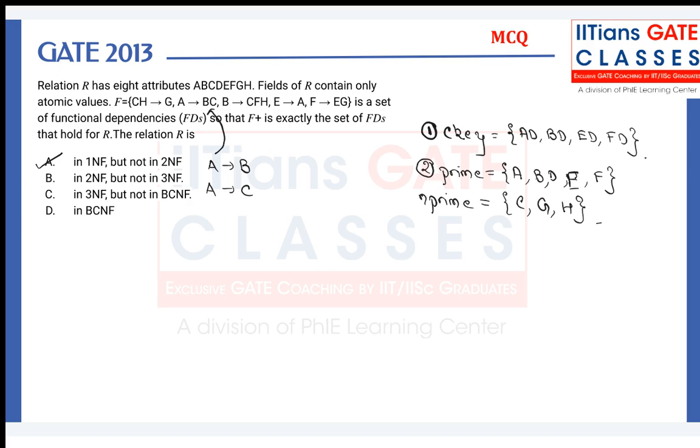They are saying F plus is exactly the set of FDs that hold for R. They are telling you that F plus is there. What is F plus? If you remember the last class, F plus is the closure set of F, right? What is the entire set of functional dependencies you get, if you try to find out?